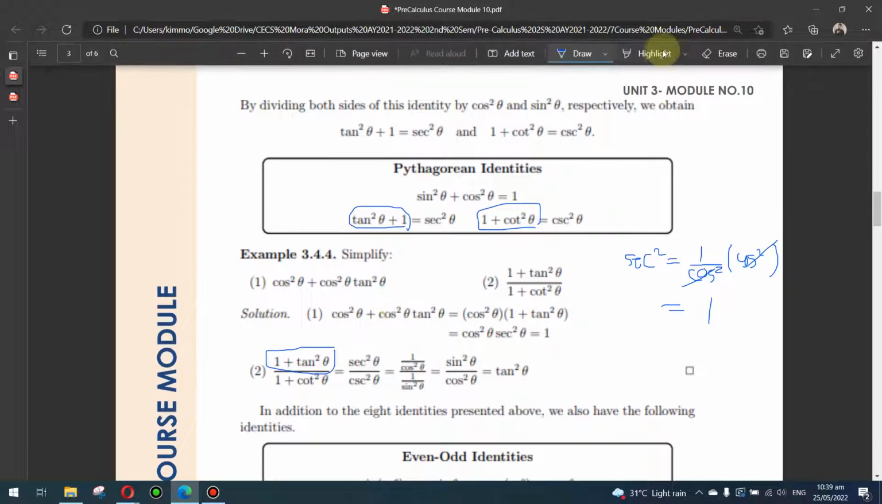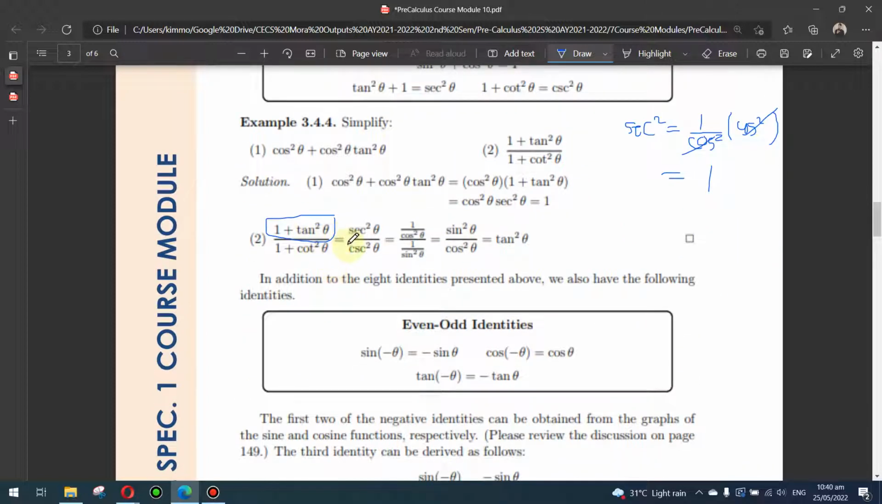So, remember, note that tangent should be squared so that it is equal to secant squared. It cannot be tangent plus 1 equal to secant. It should be tangent squared theta plus 1 that is equal to secant squared theta. Tangent plus 1 is not equal to secant. The same with this one: 1 plus cotangent squared theta is equal to cosecant squared theta.